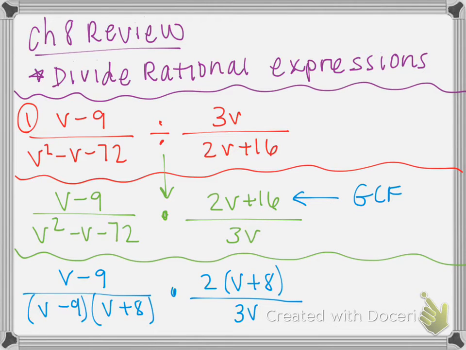And then here's the fun part we did in class, the Fruit Ninja with the sound effects. So you're looking for a common factor on the numerator and the denominator that can karate chop away. So the v minus 9s can go, hi-ya, hi-ya. The v plus 8s can go, hi-ya, hi-ya. And you're left with just a 2 at the top and a 3v underneath. So that is your final answer for this question.